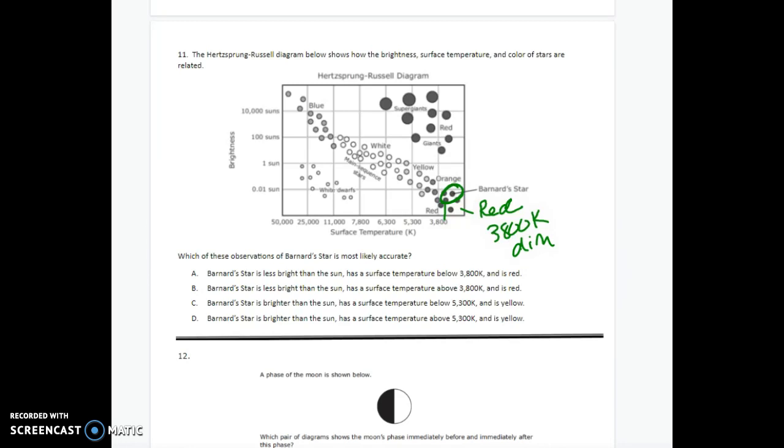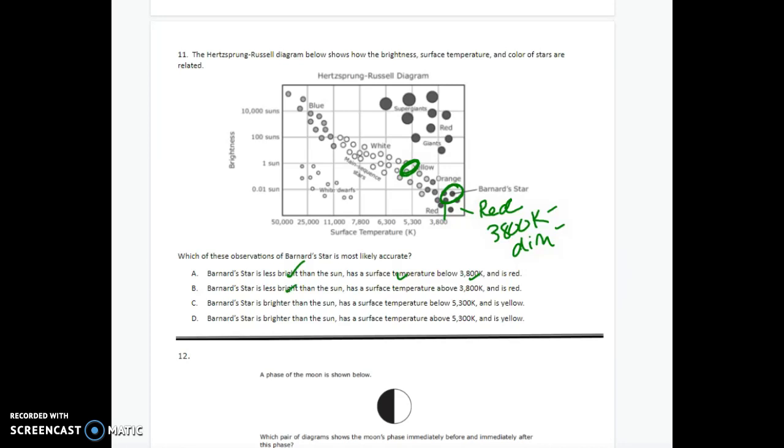So let's see. Barnard's star is less bright than the sun. Okay, well, the sun is a main sequence star. It's yellow, so it's located right around there. It is less bright. Yes, it is lower than the sun. Has a surface temperature below 3,800, and it is red. Okay, well, those are looking really good. Letter B.